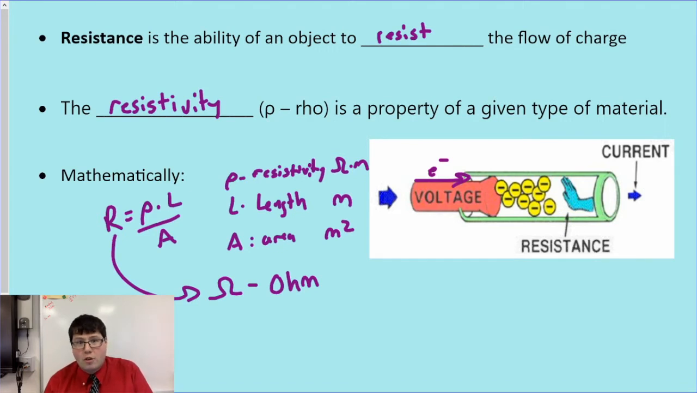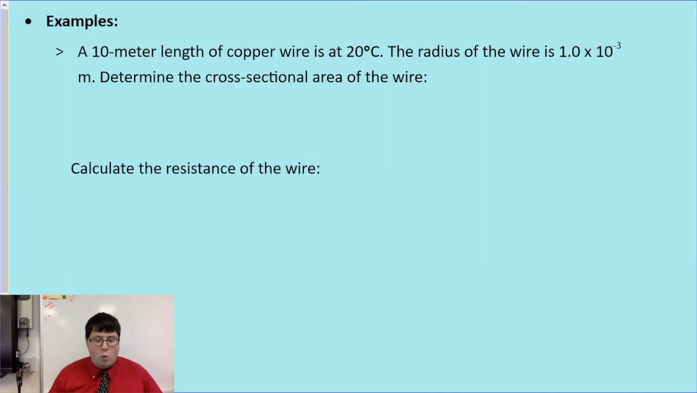Go ahead if you'd like, try the example problems on your own, pause your video, then come back, take a look and see how you did. So taking a look at our examples, we have a 10 meter length copper wire at 20 degrees Celsius. The radius of that wire is 1 times 10 to the minus third meters. We want to determine first the cross-sectional area of the wire, and then finally the resistance of the wire.